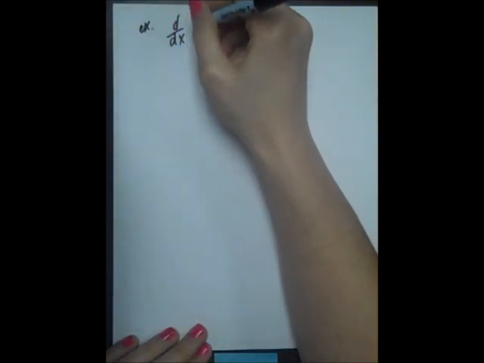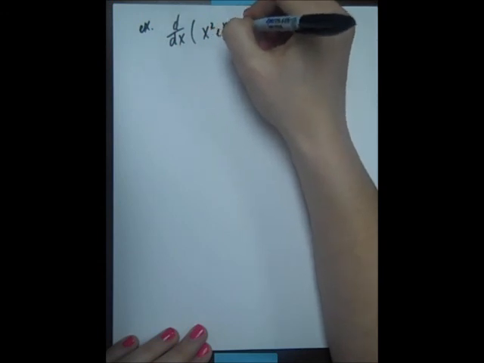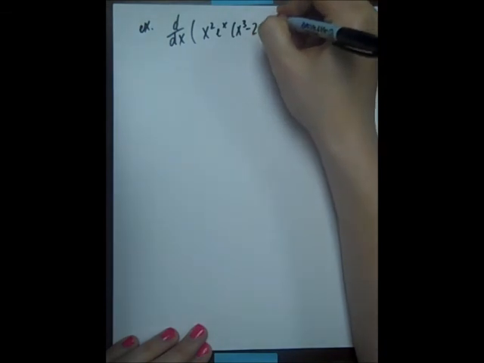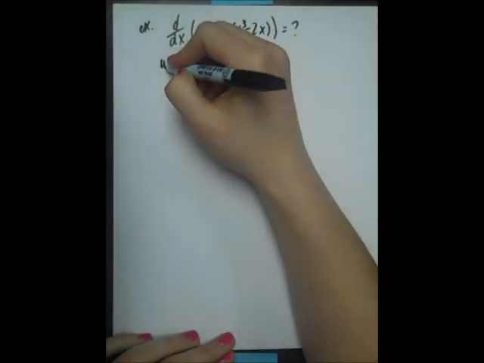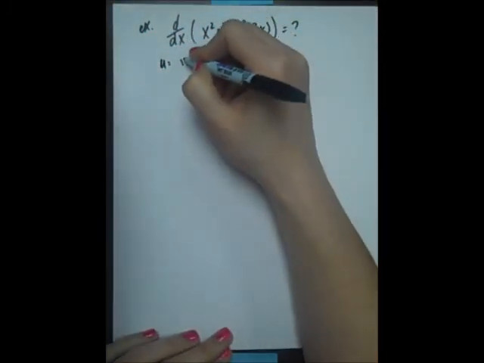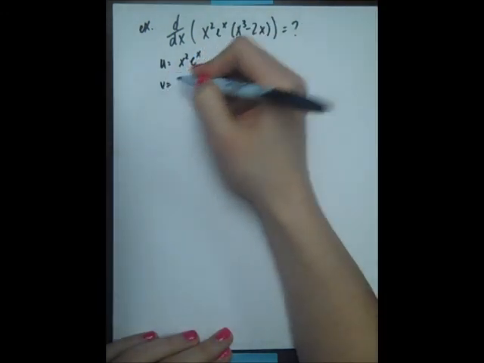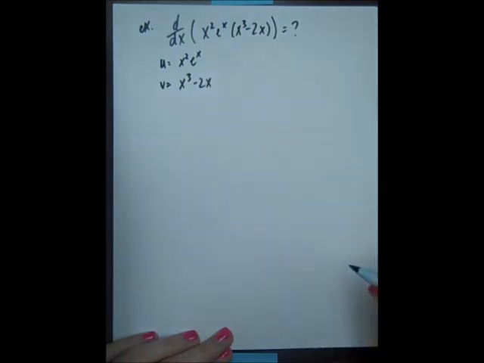Let's say that I want to find the derivative of x squared e to the x times x cubed minus 2x. So this is x squared times e to the x times x cubed minus 2x. As soon as you hear the word times, that leads you to think of product rule. So there are a couple different ways you could break this up. I'm going to break it up as x squared e to the x is my first function, and then my second function is x cubed minus 2x.